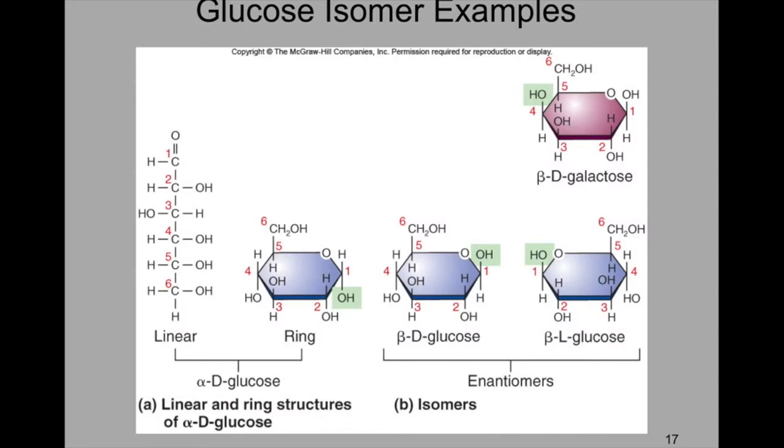So here are just some pictures of our different structures. You can see here are our enantiomers of each other on the right, the D glucose and L glucose, and on the left there are your ring structures, your alpha D glucose, and in the top right you can see that beta D galactose.